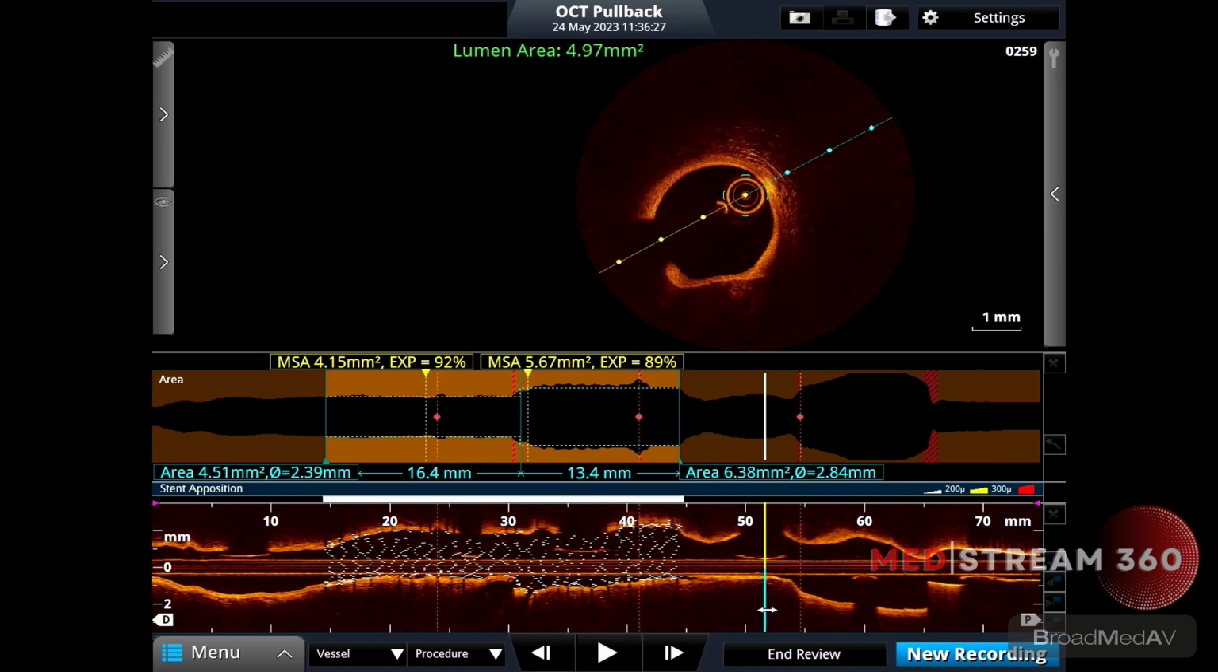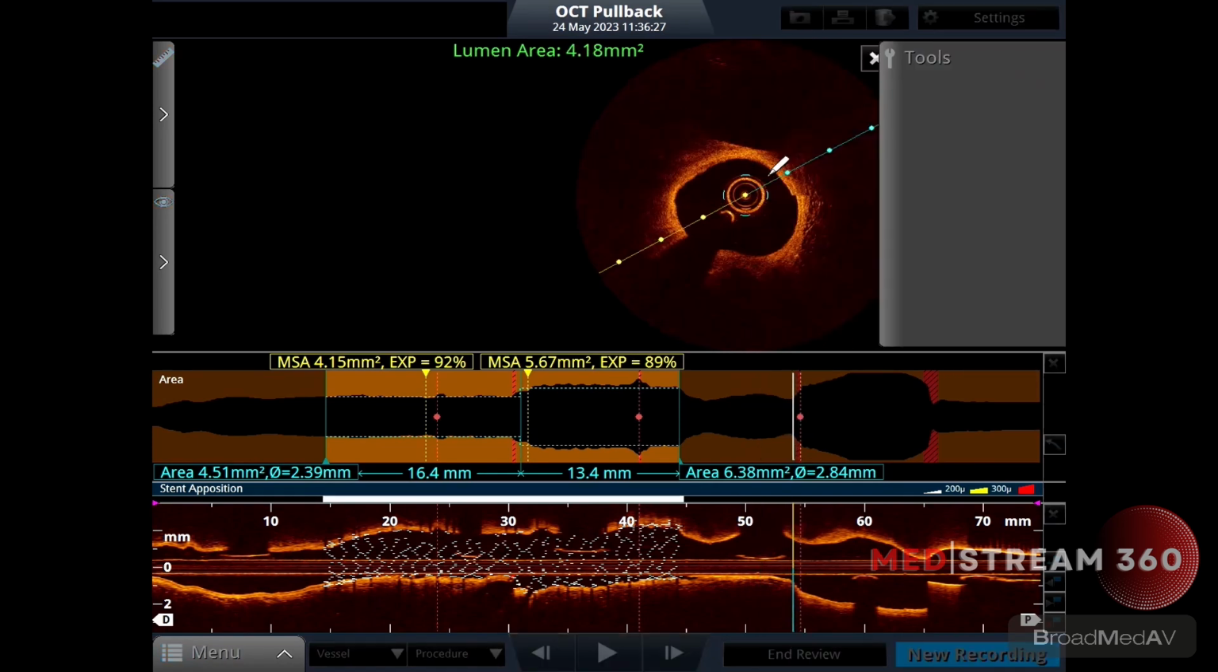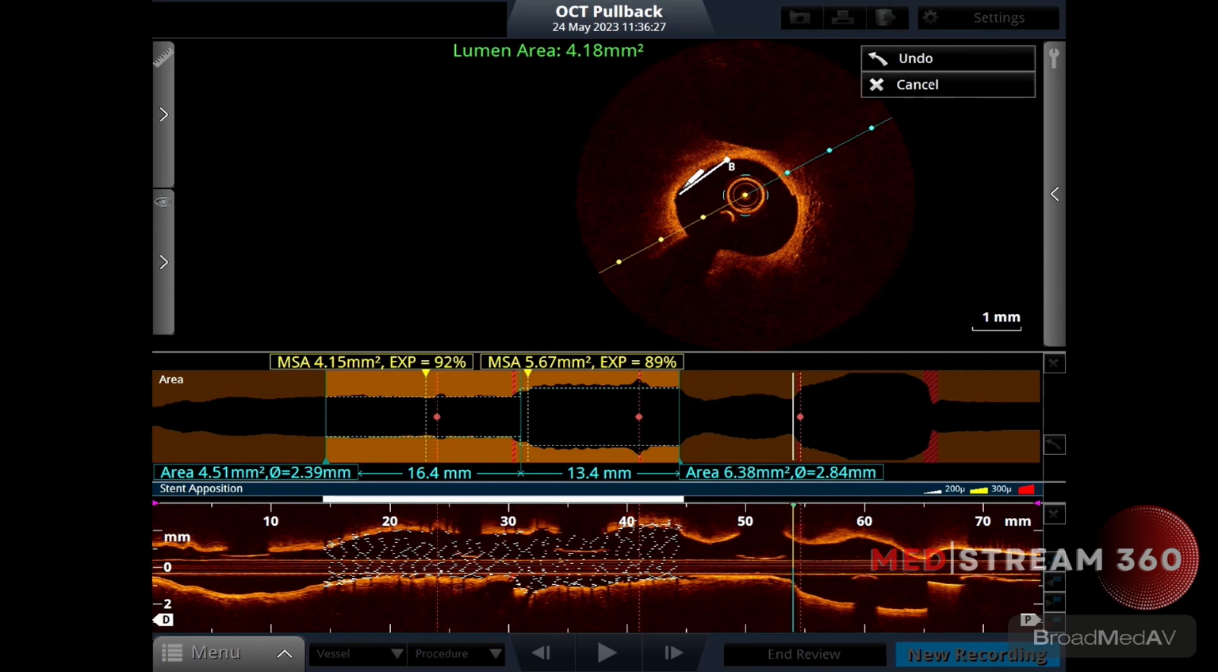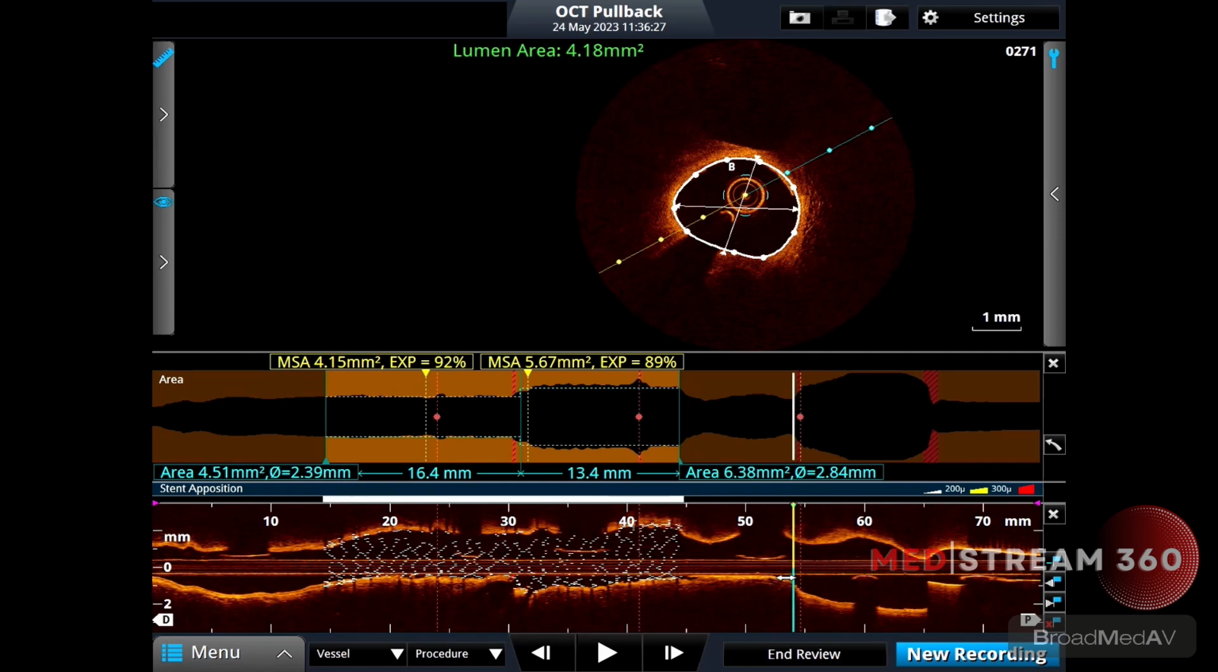Next, it's coming at the ostial of the LAD. The plaque remains as such without any disturbance from our catheter manipulation or our balloon. I am just measuring the MLA once again, because this is a clearer picture than the previous one. Here it is 4.31 millimeter square. It's clearly above 4 millimeter square. No need to address it.